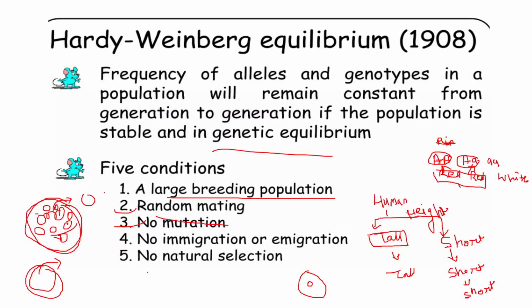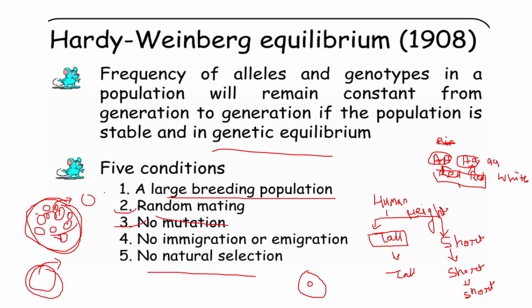Then there should be no natural selection. Every individual should have a sufficient chance to survive, and there should be no selection pressure. Because in that case individuals will evolve, and evolution can only happen when their genetic constitution changes and they try to become superior to other individuals. That should not happen in Hardy-Weinberg equilibrium. So these are the five conditions. If these five conditions are maintained, then we can obtain the genetic equilibrium and find the allelic frequency and all those things.